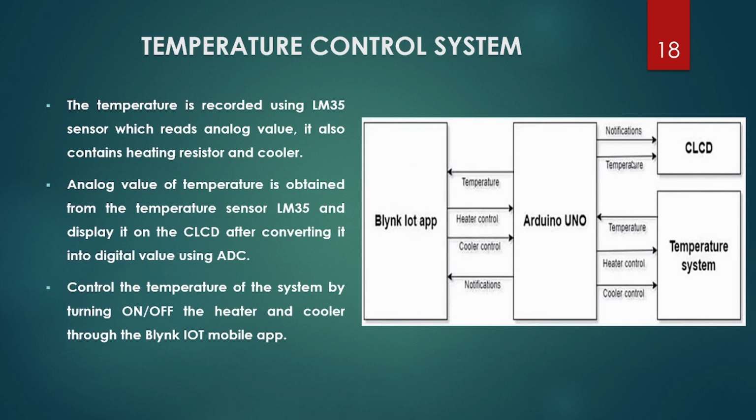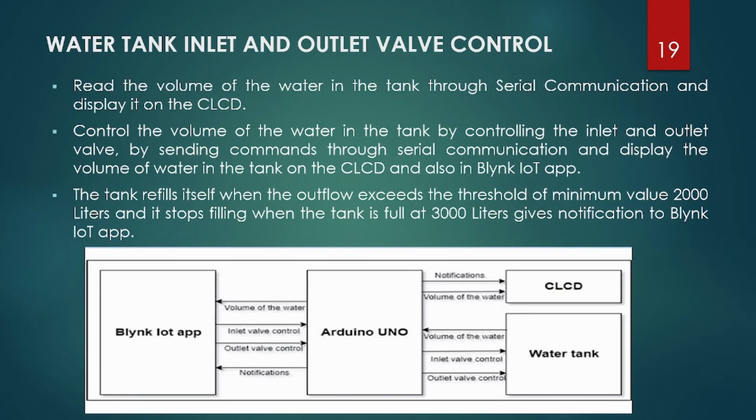Next is the temperature control system. The temperature is recorded using the LM35 sensor, which reads an analog value. It also contains a heating resistor and a cooler. The analog value of temperature is obtained from the temperature sensor LM35 and displayed on the CLCD after converting it into a digital value using the ADC. Controlling the temperature of the system by turning the heater and the cooler on or off through the Blink app mobile application is possible.